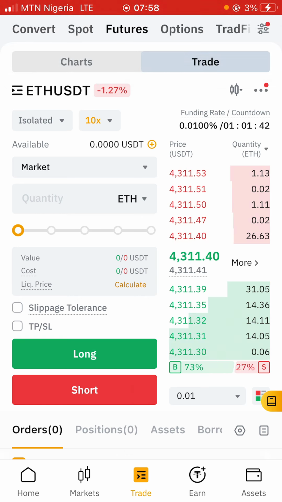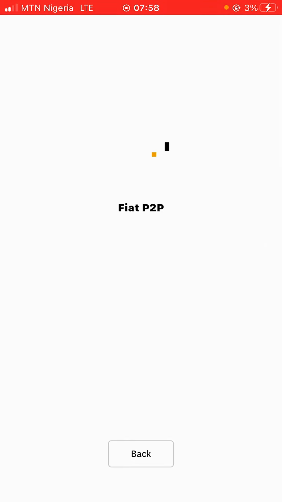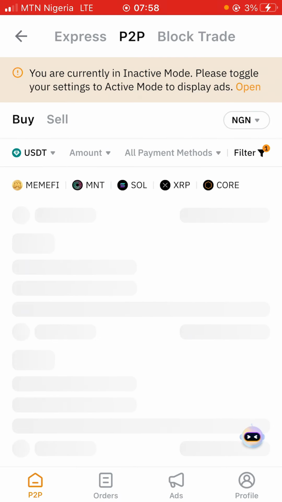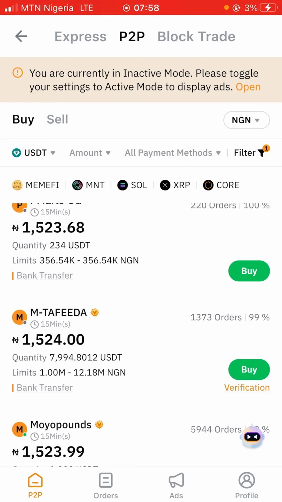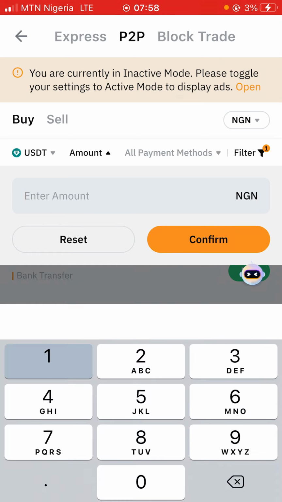There are different ways to get USDT. Now if you are in Nigeria, one of the best ways to get USDT is through the P2P market section. If you don't have USDT and have money in your bank account, you come to the P2P section here and look at different prices of people selling their USDT. These people are going to collect your Naira and give you USDT. So for instance, if I want to buy 100,000 Naira worth of USDT, I just put here 100k.